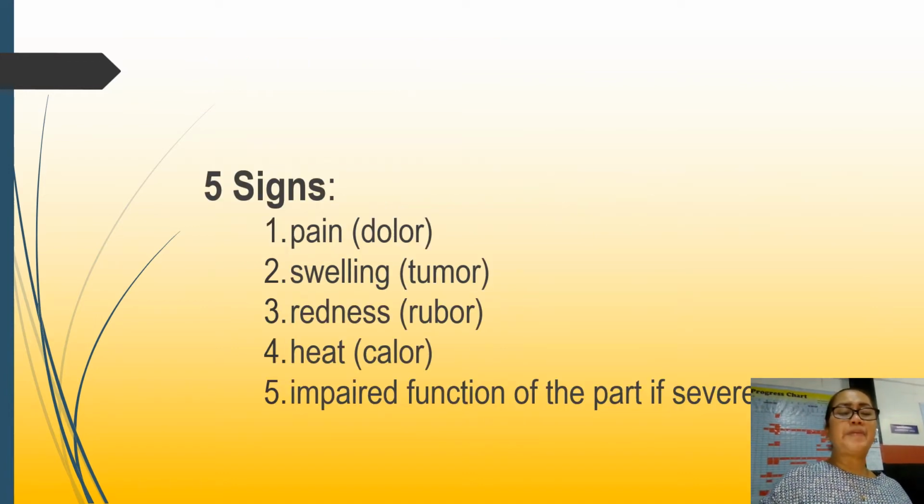The five signs: you have pain, swelling, redness, heat, and impaired function of the part if severe. That is your five signs of inflammation. So those are the things, and try to take note also of the Greek words. We have pain or dolor, swelling or tumor, redness or rubor, and heat or calor.